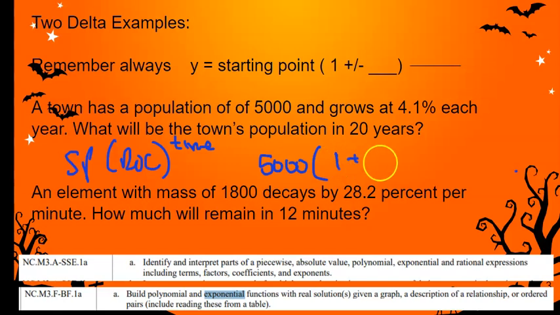It's growing, so I'm going to write 1 what? Yep, 1 plus 4.1% is 0.041. And this time, we know the x. We know the time is 20. So that's literally what I'm going to type in. It's going to be a decimal. You're going to have to round. It's going to tell you to round to the whole number, or tenths place, or hundredths place, which is why you have a rounding delta from time to time.